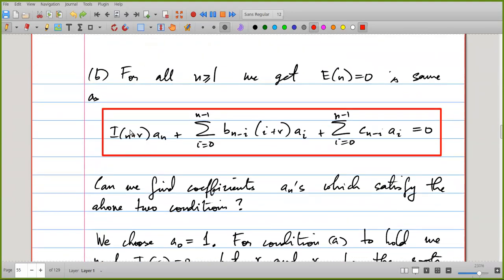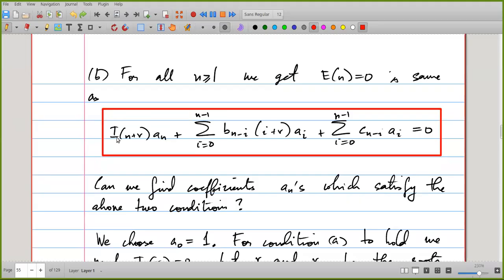Now when we define this a_n using this equation over here, what will we do? We will take this term over here to the right hand side, and we will divide it by I of n plus r. So we are going to plug in r equal to r1 into this equation, and what we need is that if I of n plus r is 0, then we will be in trouble. I mean, we cannot solve for a_n.